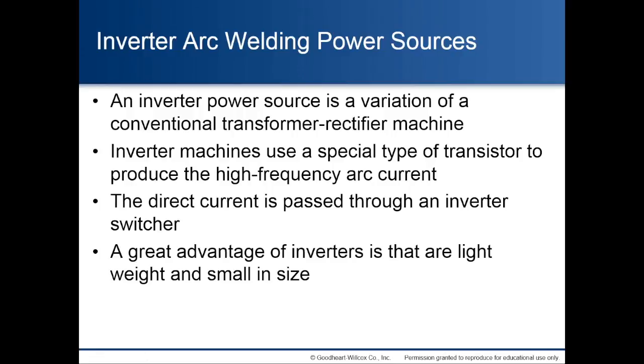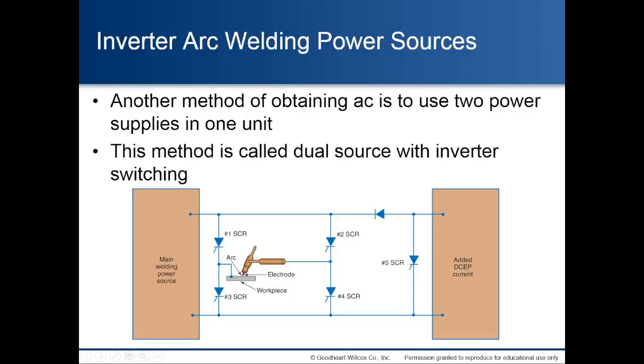Inverter arc welding power sources. An inverter power source is a variation of a conventional transformer rectifier machine. Inverter machines use a special type of transistor to produce the high-frequency arc current. The direct current is passed through an inverter switcher. A great advantage of inverters is that they are lightweight and small in size. Another method of obtaining alternating current is to use two power supplies in one unit. This method is called dual source with inverter switching.